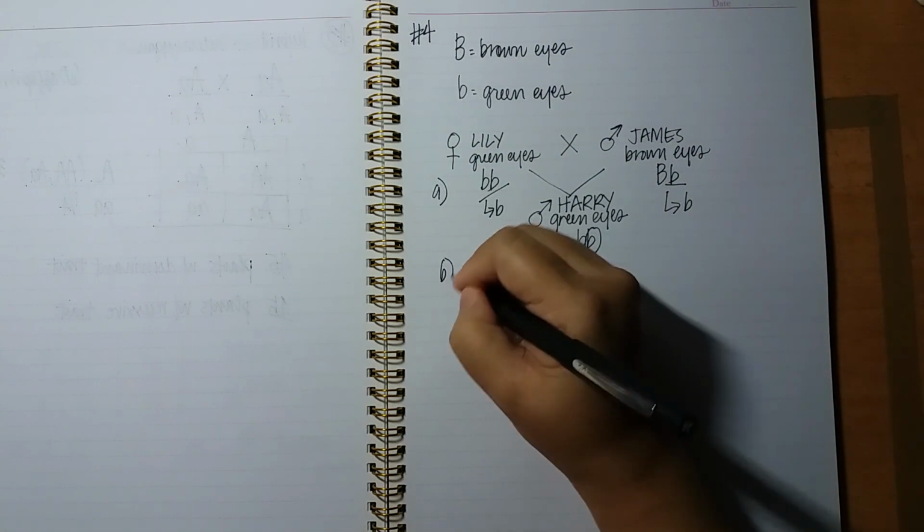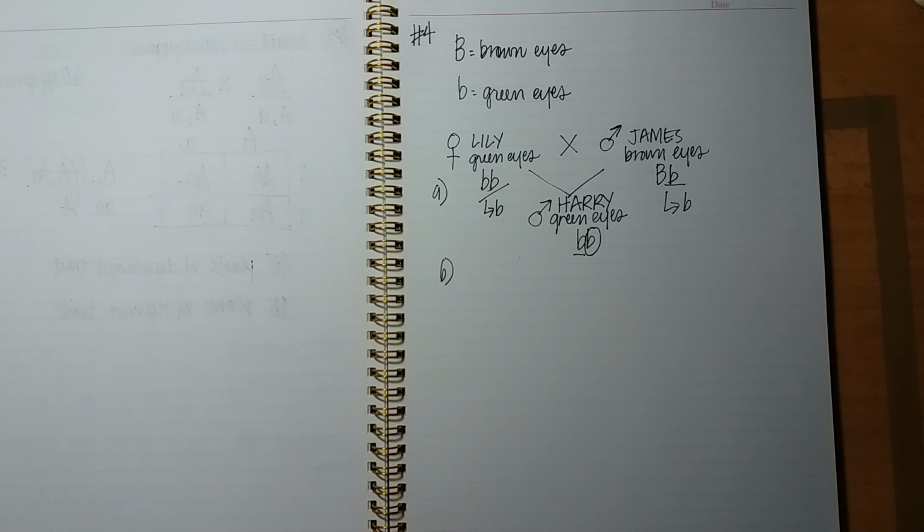Letter B. Question B. 4B. If James and Lily had not died, drama, no? Leaving Harry an orphan, more drama, what would be the probability that James and Lily would have a brown-eyed daughter? Okay. So, nagsispekulate na tayo ngayon. Unang-una, fictional character naman to, no? Pero namatay na sila dun sa story. Pero, knowing what we know about their genotype, what would have been the probability that they would have a brown-eyed daughter?